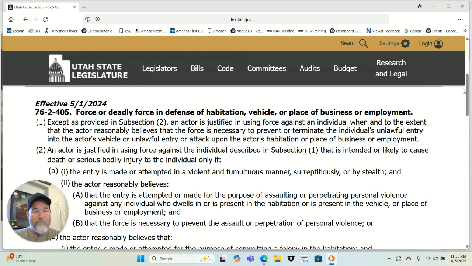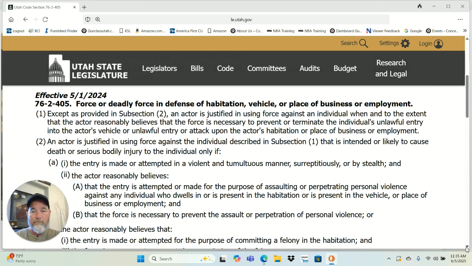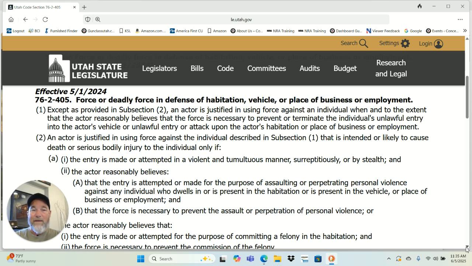So as we go through and read this chapter, I'm just going to summarize it for you, and I really encourage that you read these use of force chapters in their entirety, word for word. But as we go through this chapter, just keep in mind that they're also talking about the vehicles and the place of business and the place of employment. So basically what it says is that you are justified in using force against an individual that you reasonably believe is necessary to prevent or terminate another individual's unlawful entry into one of these areas, or to prevent an unlawful attack upon these areas as well.